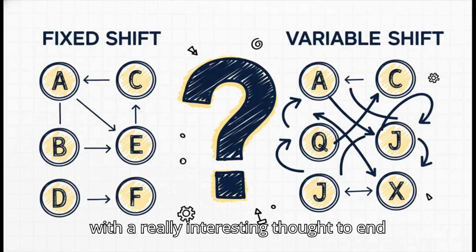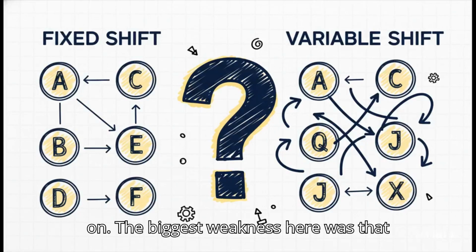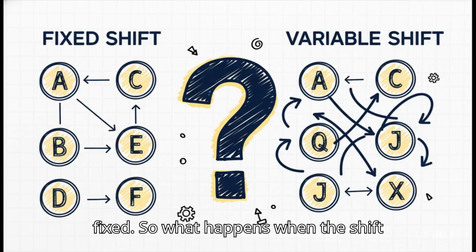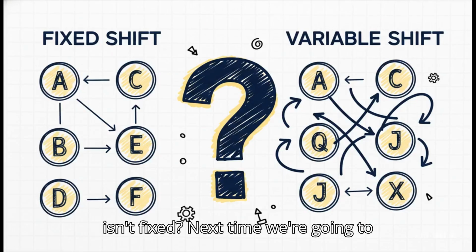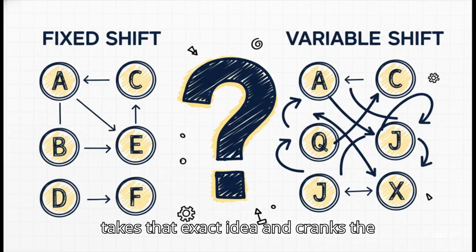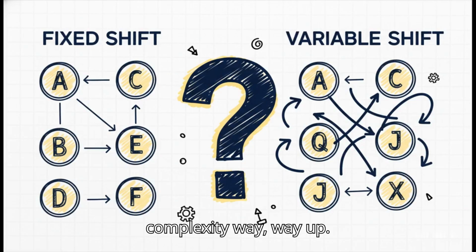And that leaves us with a really interesting thought to end on. The biggest weakness here was that the shift was always the same. It was fixed. So, what happens when the shift isn't fixed? Next time, we're going to look at another substitution cipher that takes that exact idea and cranks the complexity way, way up.